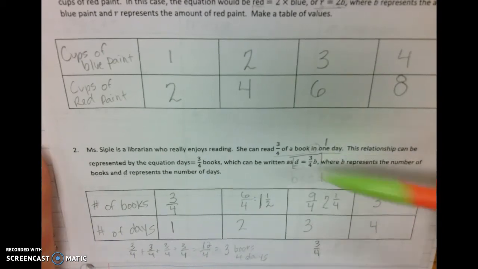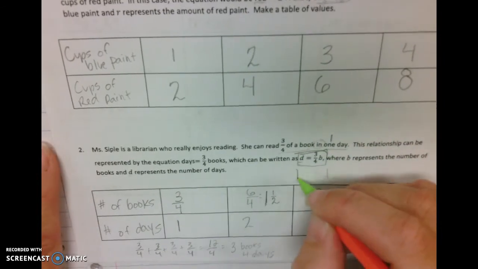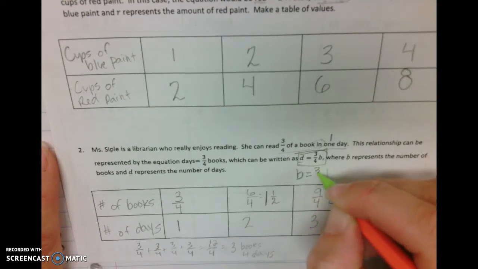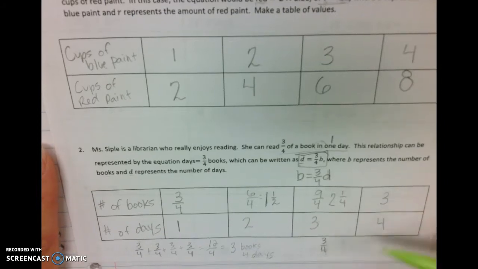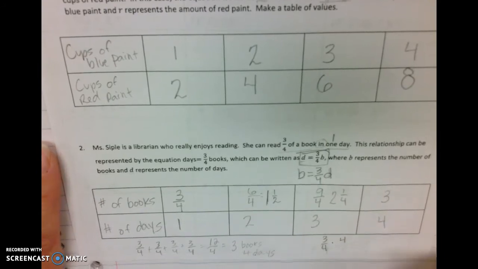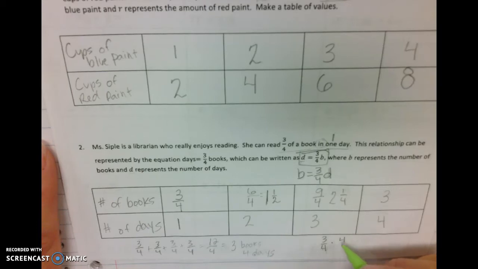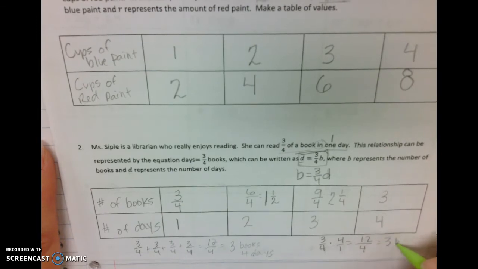So what I discovered is that they wrote the wrong equation here, because it should really be the books read is equal to 3/4 times the number of days that the person has read. So if we take 3/4 times 4 days, remember when you're multiplying fractions, it's got to be fraction times fraction. So we take 4/1, and then we multiply the top. 3 times 4 is 12. We multiply the bottom. 4 times 1 is 4. 12/4 is the same as 3 books.